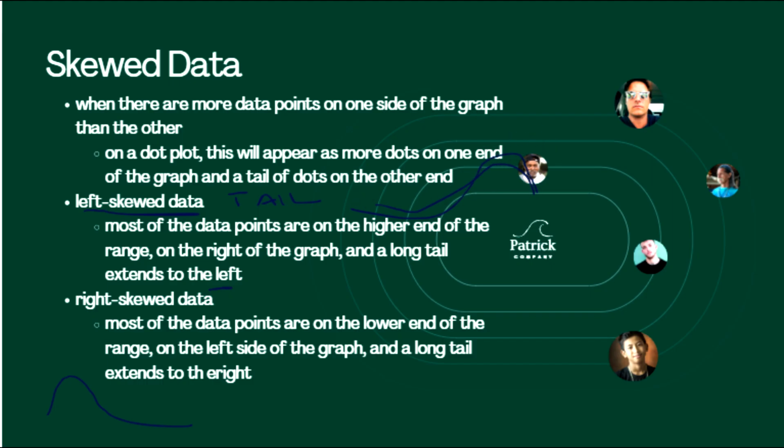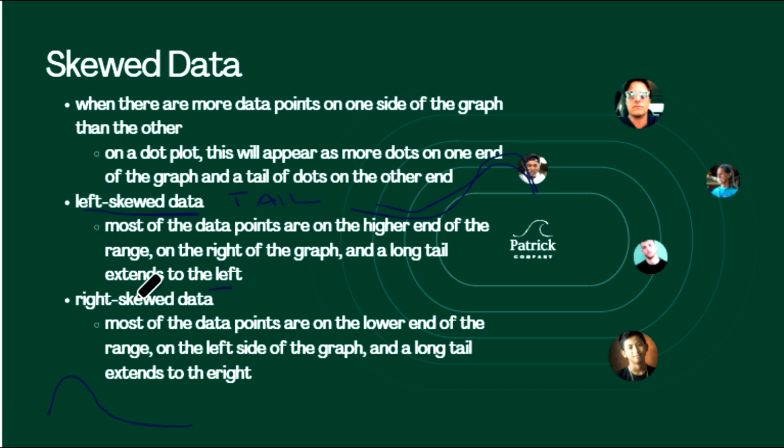So left skewed data, most of the data points are on the higher end of the range on the right side of the graph, and a long tail extends to the left. So if you're trying to decide if it's left skewed data or right skewed data, it's where the tail is. The tail is what matters. They want to know where's the tail.